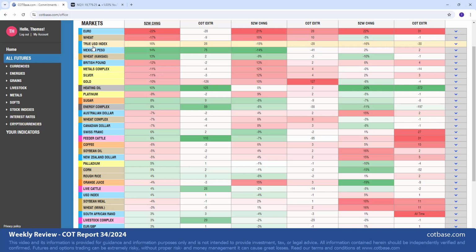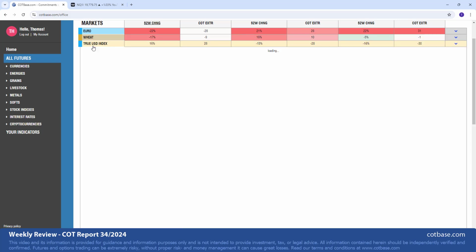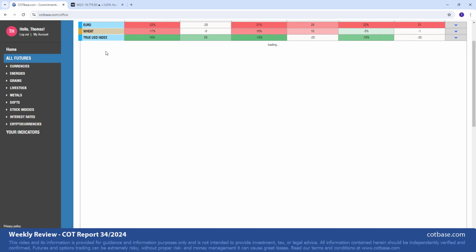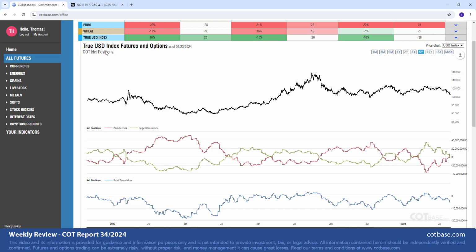We call it the true US dollar index. We basically created this by combining the individual currency futures within the dollar index, the basket of currencies, and we got our own unique data. So I think this might actually give you a little bit more depth and meaning.